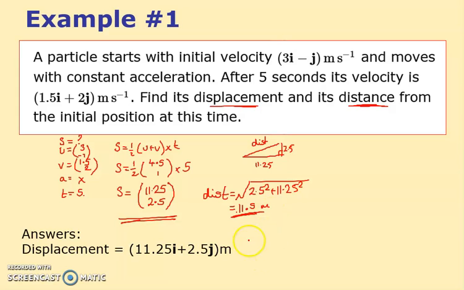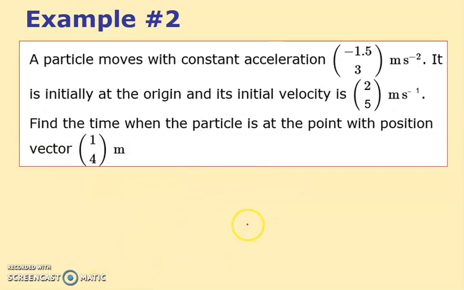See if the answers agree. This person's written it as i's and j's. You don't have to, you've got a choice, up to you. I'll put meters there, make it look like I knew what I was doing. And 11.5 has worked. It's not exact, but 3 sig figs is correct.